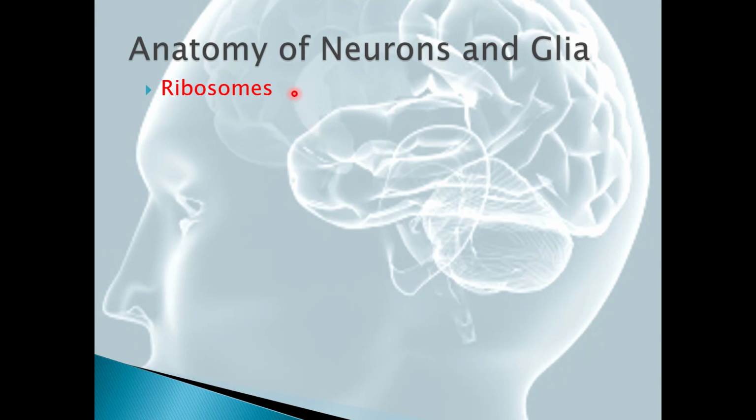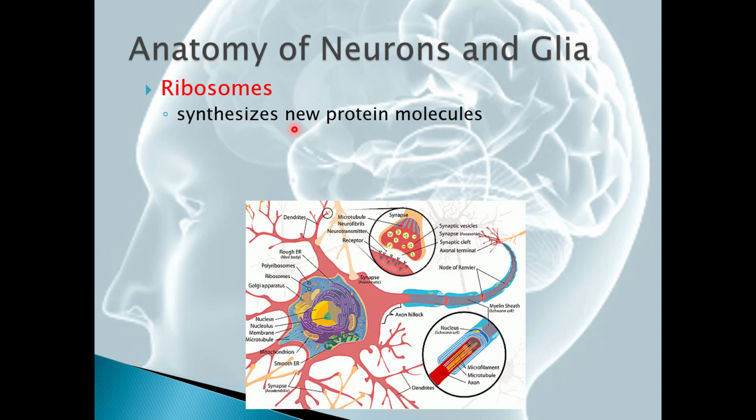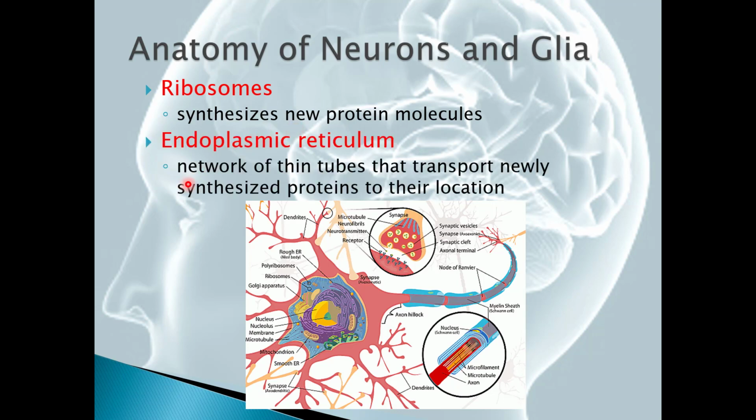Ribosomes, just like in other parts of the cells, synthesize the new proteins, and the endoplasmic reticulum is going to transport those proteins to their new location. We won't talk as much about ribosomes and endoplasmic reticulum this semester, but it's important to understand that they are important in protein synthesis.